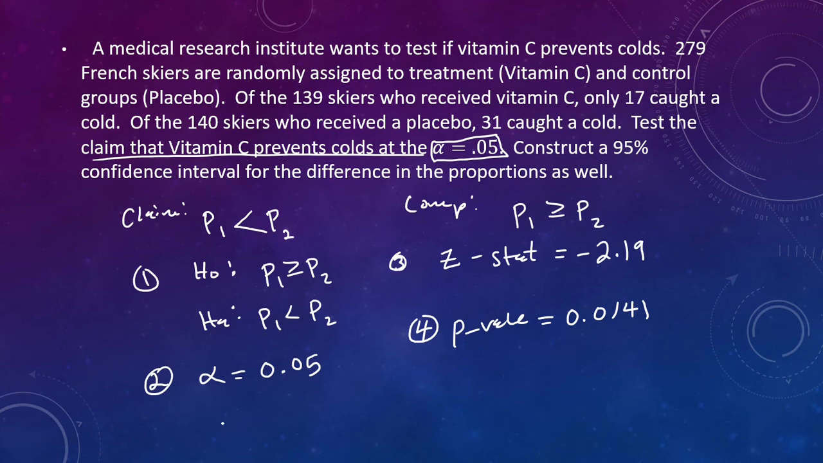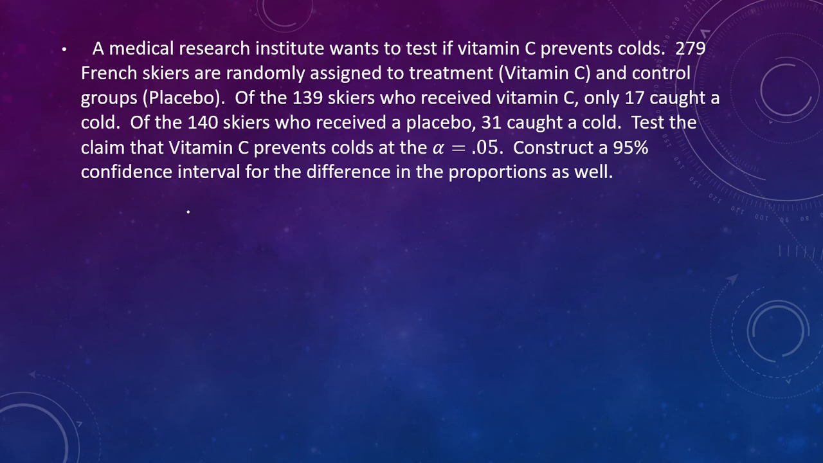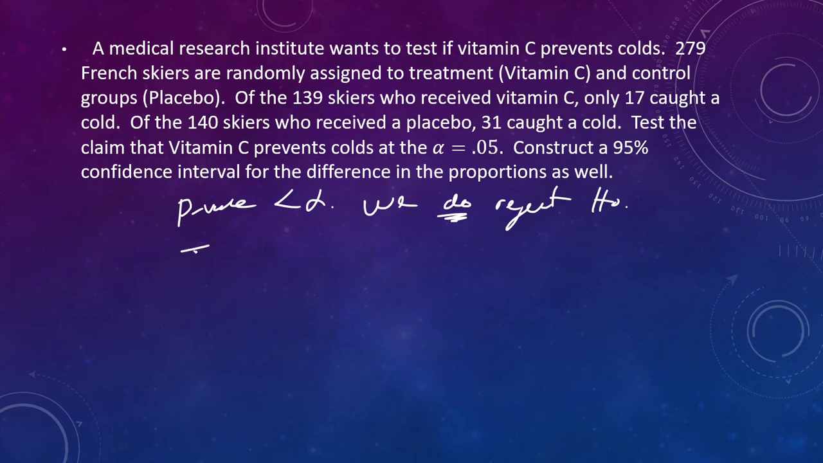Now in step 5, I'm going to ask the same question I always ask. Is the p-value less than alpha? Is 0.0141 less than 0.05? Yes, the p-value is less than alpha, so we do reject the null hypothesis.